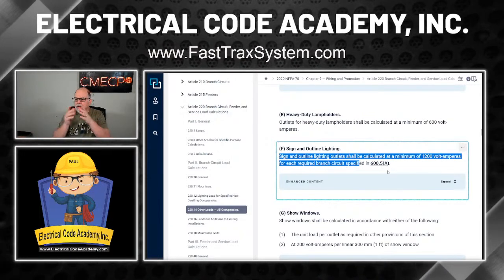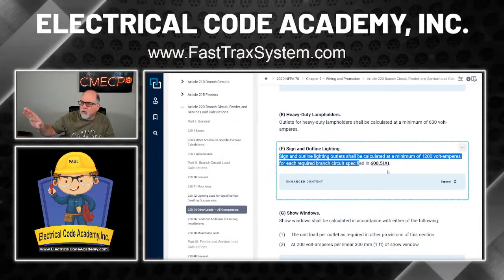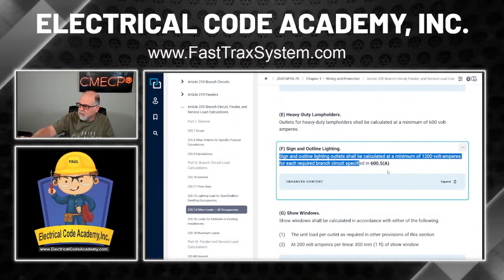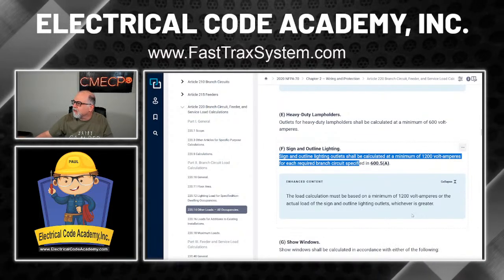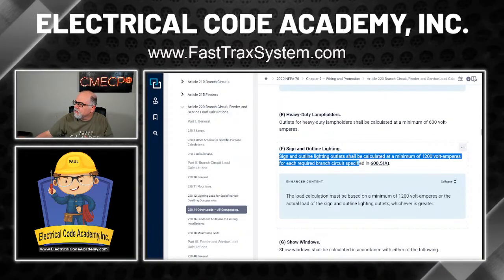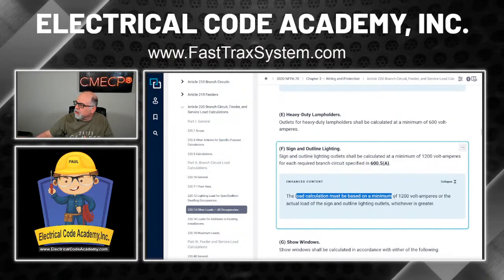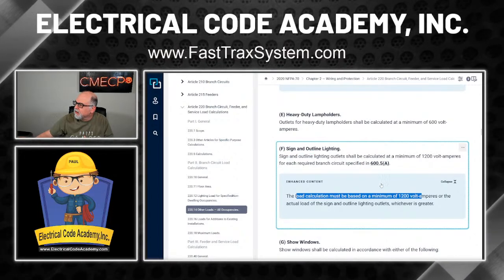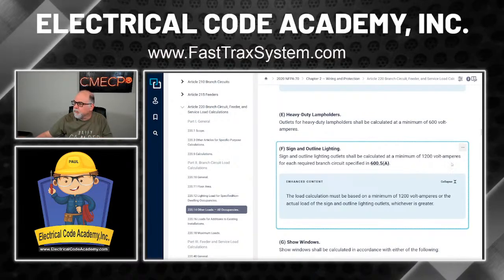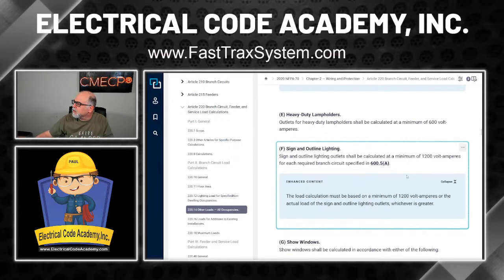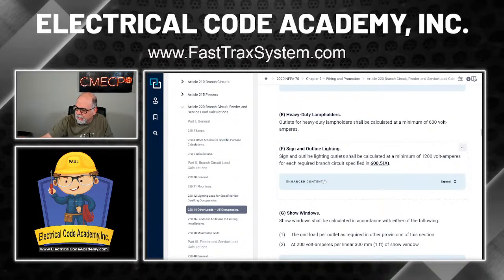Now, let's look at this question again. So this says 1200, and obviously 1200 is one of the answers, okay? And of course, you have some enhanced information down here, right? All it does is say the load calculation must be based on a minimum of 1200, or the actual load, again, whichever is greater. But we're looking for minimums. So let's go on and collapse this. Let's come back real quick.